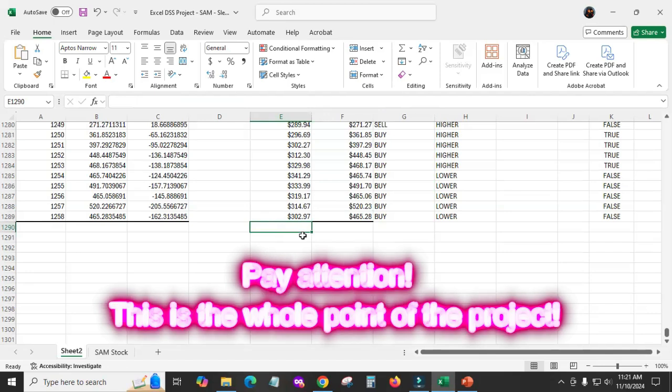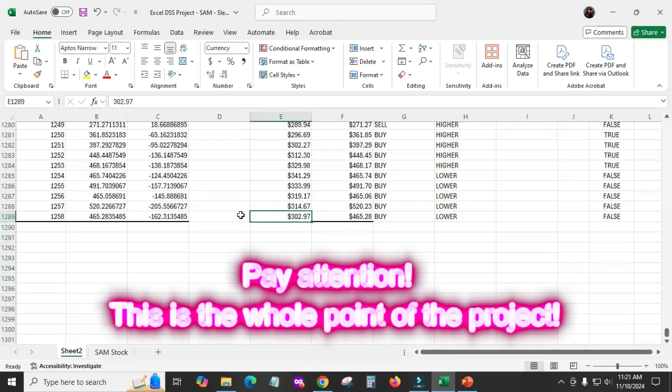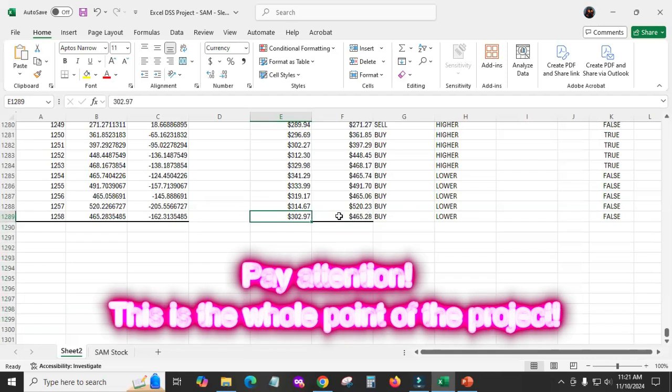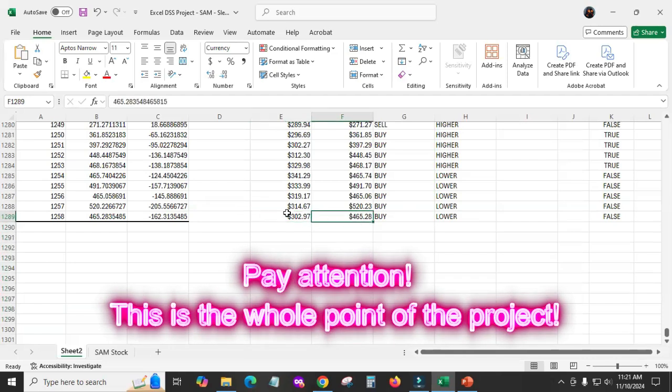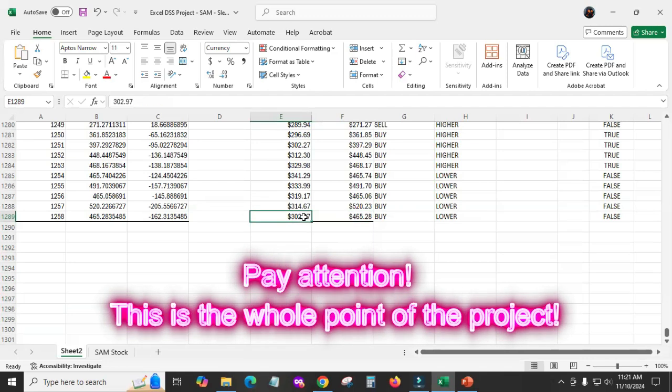So this is where this whole DSS comes in. As you build further down here, as you go into the future, you would look at the very last line and say, hey, look, it's undervalued. This is the predicted price, it's 465. The current price is 302. I'm going to buy because it's undervalued.